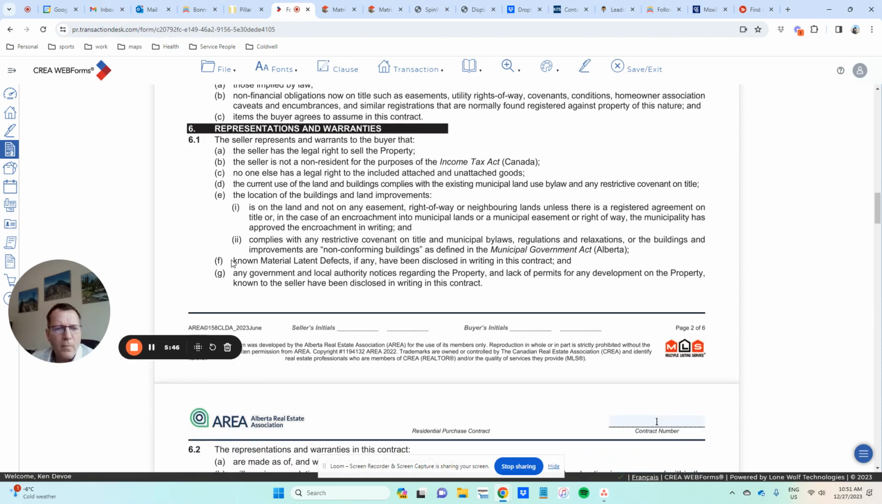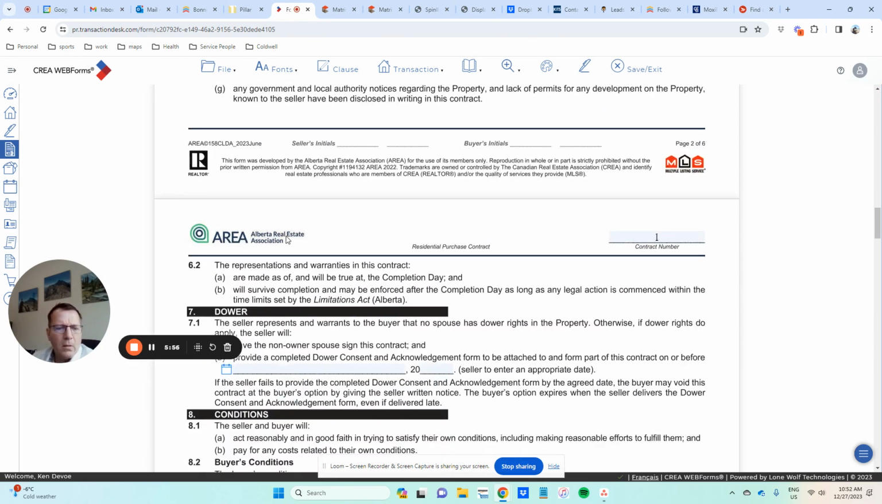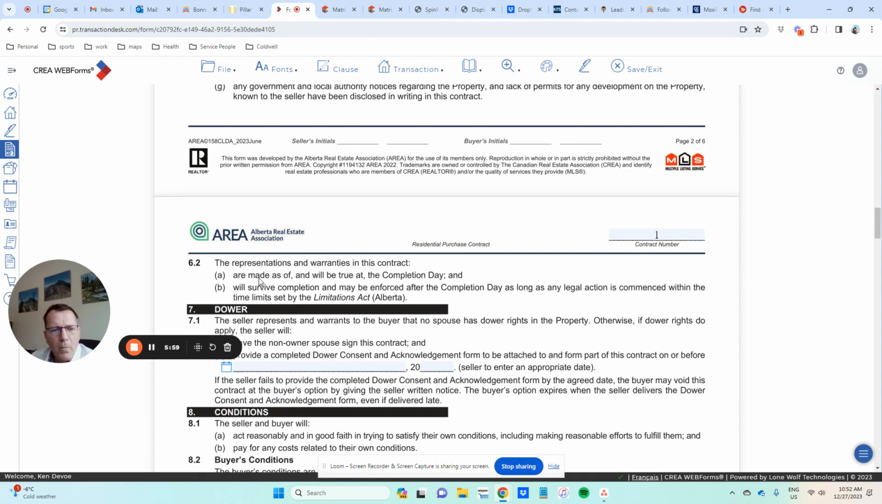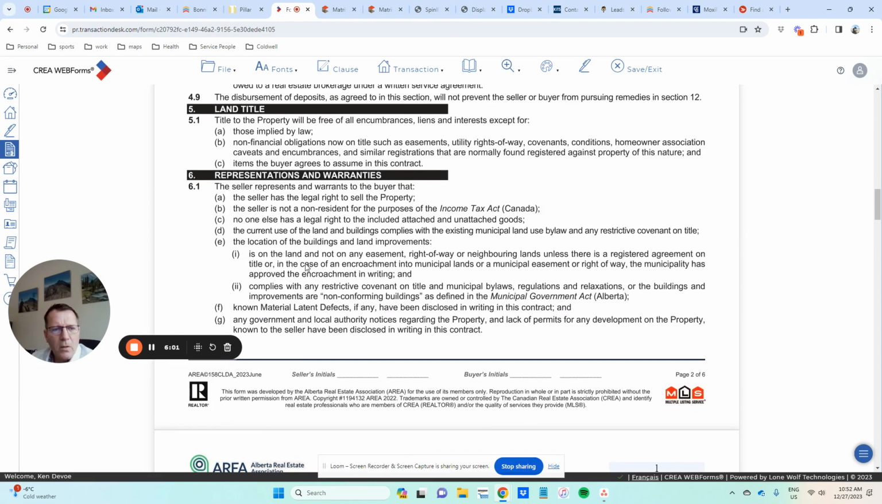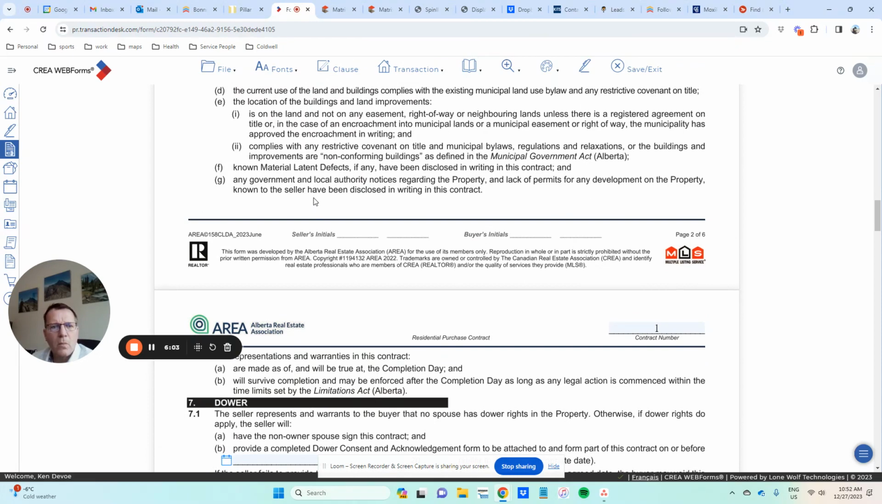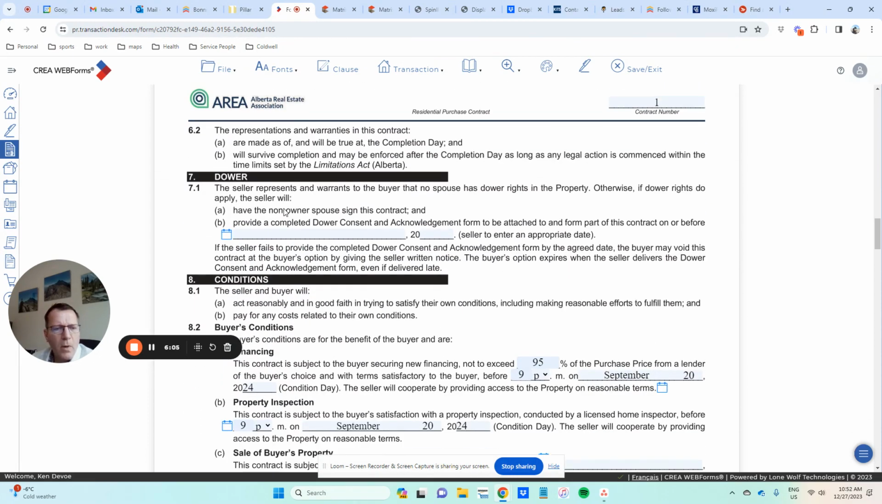And F is again, they talk about the material latent defects, make sure everything is good with the property. If they know of any defects, they have to disclose it, and that kind of thing. So basically, this is all the seller's due diligence saying that the property is in good shape.